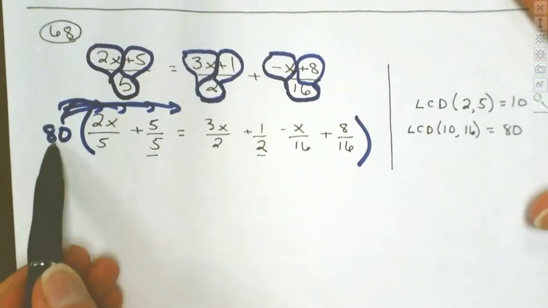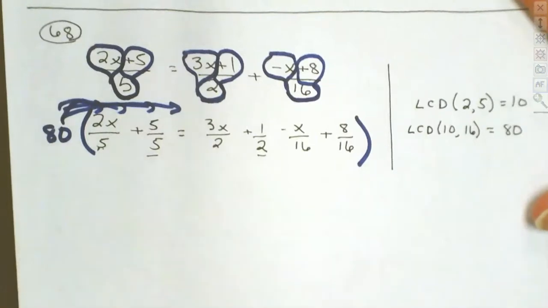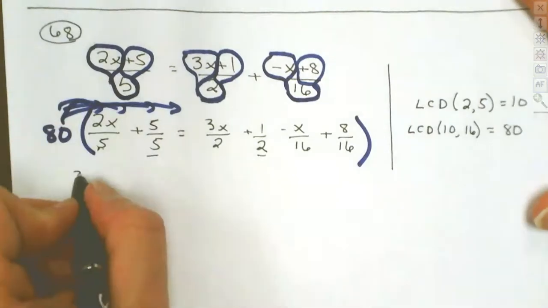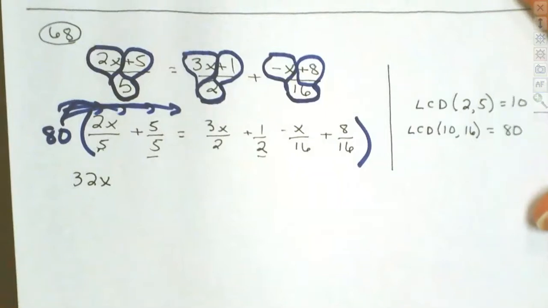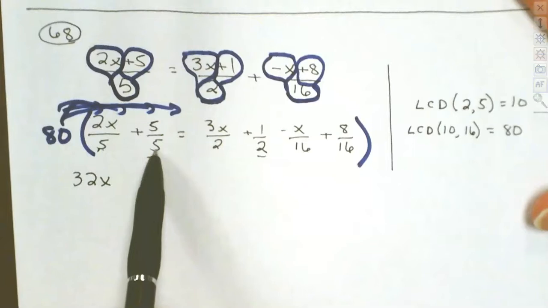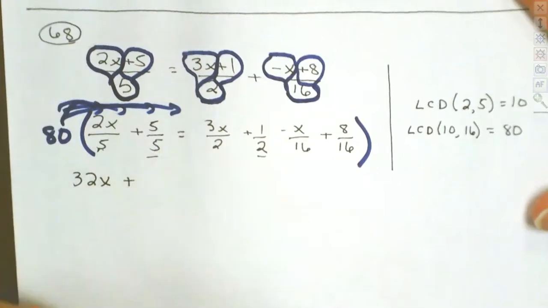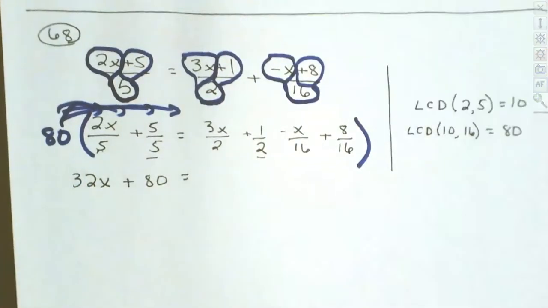So, 80 divided by 5. Well, 80 divided by 5 is 16. And 16 times 2 makes it 32x. 80 divided by 5 is 16. Times 5 makes it an 80. So that comes out. You could have also reduced that down to a 1. 1 times 80 would be the same.